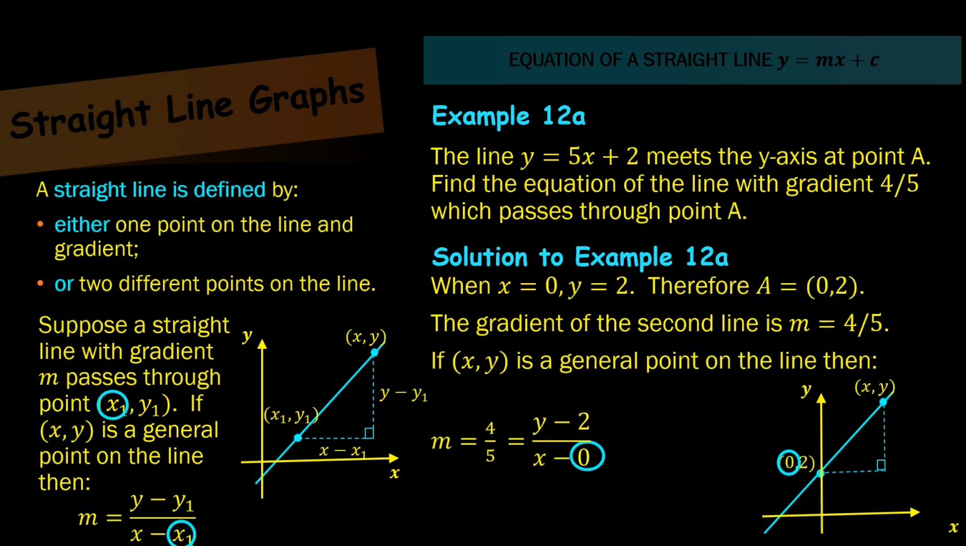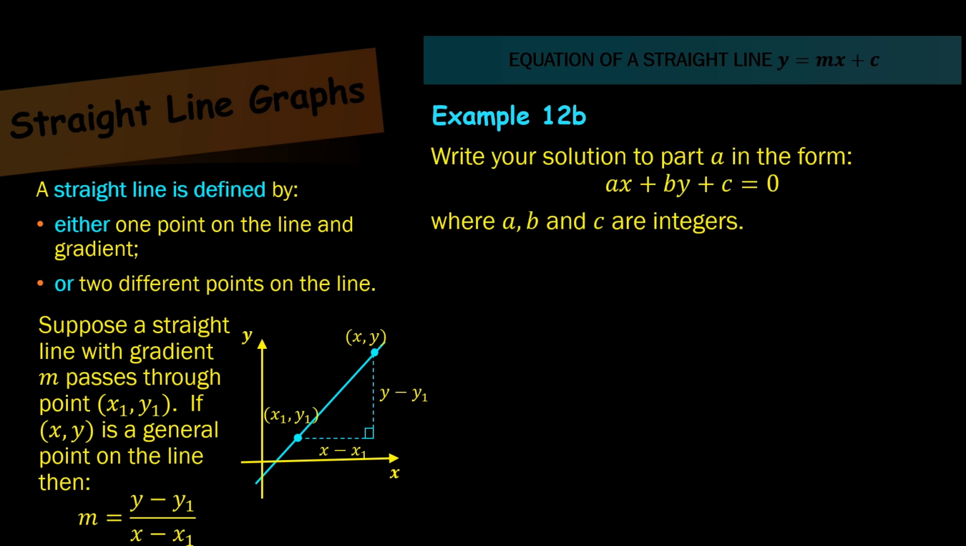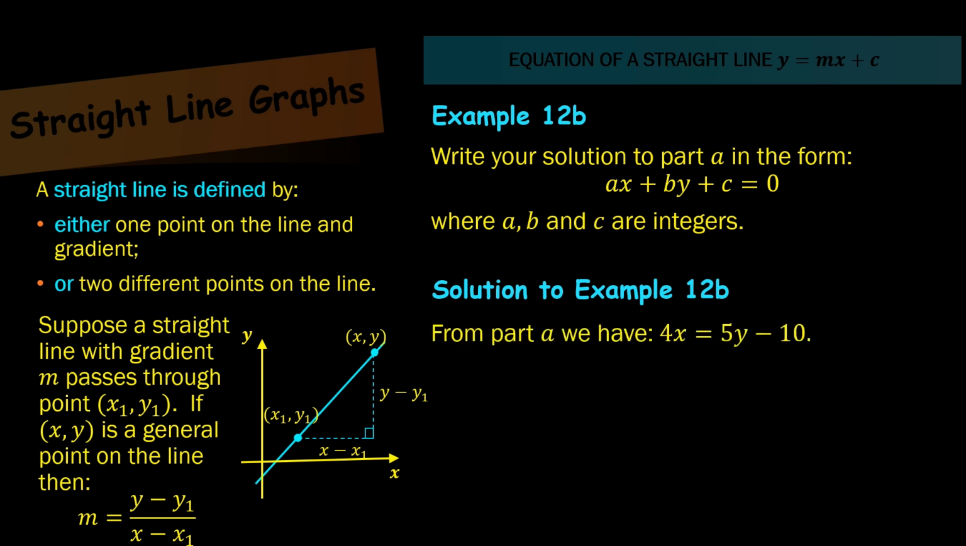Rearranging gives 4x equals 5y minus 10. Now let's solve part B. We are required to write our solution to part A in the form ax plus by plus c equals 0, where a, b and c are integers. From part A we have 4x equals 5y minus 10, and rearranging this gives us 4x minus 5y plus 10 equals 0.